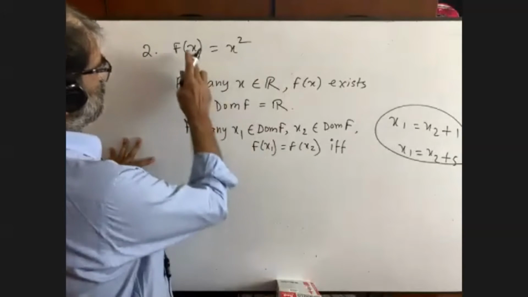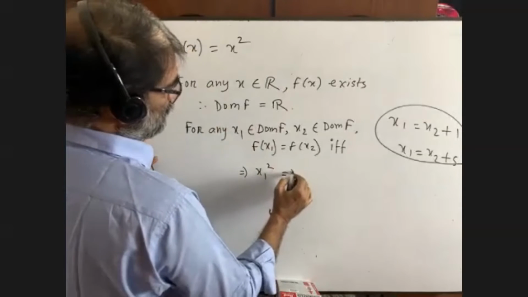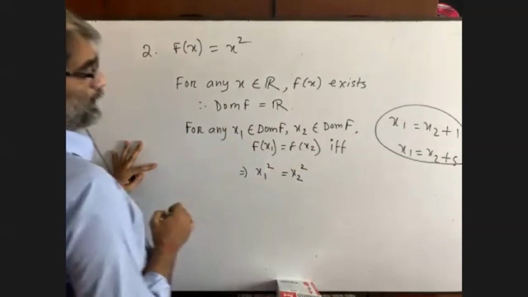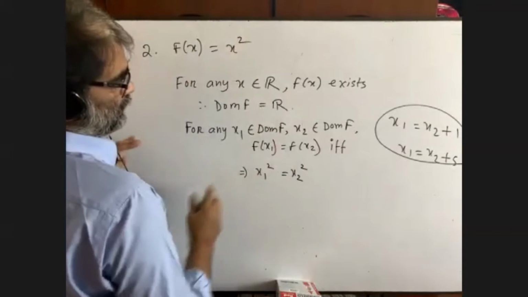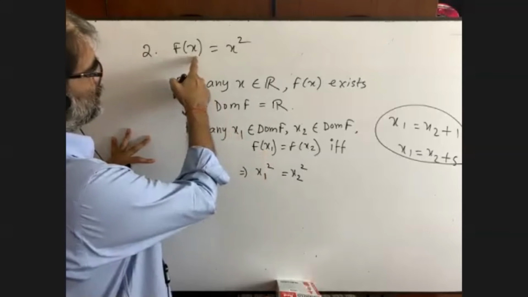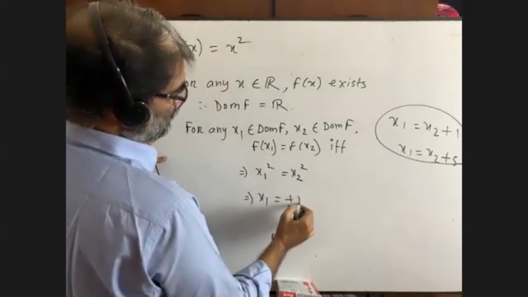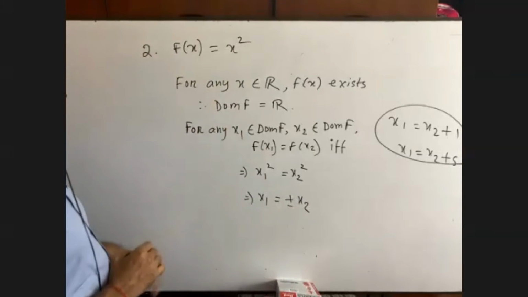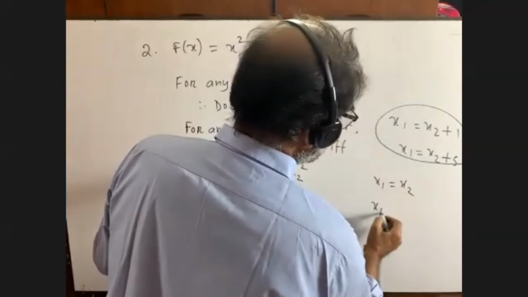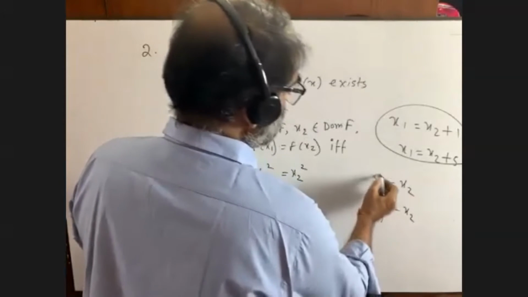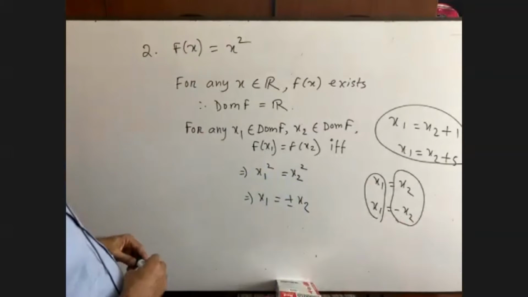f(x1) equals f(x2). That implies x1 squared is equal to x2 squared. So we can write x1 equals plus or minus x2. Here we are getting two values of x1. One of them is x1 equals x2 and the other value is x1 equals minus x2. You see, they are the same, but they are not the same. Do you understand? So it is not a one-one function.